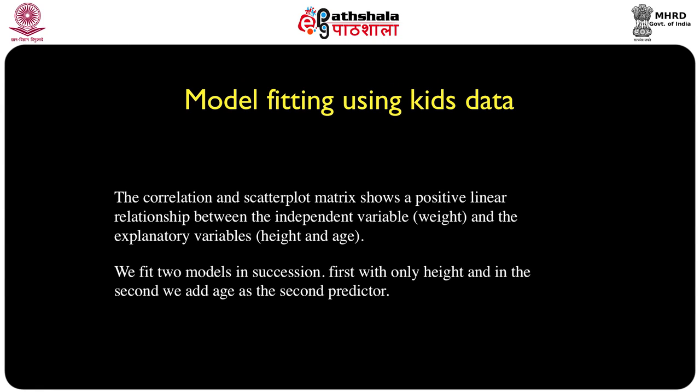Now, after we have looked at the scatter plot matrix and the correlation coefficients between the variables, there is reason to believe that there is a linear relationship between the predictor variables and the response. So now I will show you the fitting of a multiple linear regression model to this dataset using the lm function in R. We will fit two models in succession, first with only height as a single predictor variable because the correlation coefficient between height and weight is higher than the correlation coefficient between weight and age. And in the second model, we will add age as the second predictor variable.